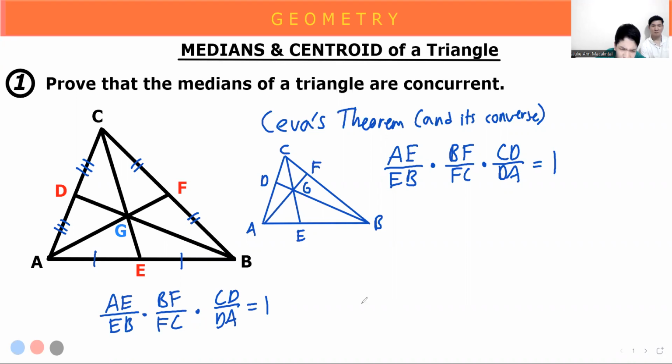Since AE is shown in the figure to be equal to EB, this will equal 1. And BF is also tick-marked to FC, so BF over FC is also 1 because they are congruent. Similarly, CD is congruent to DA, so its quotient must be 1. And 1 times 1 times 1 is obviously equal to 1. Therefore, all three medians of a triangle are concurrent.